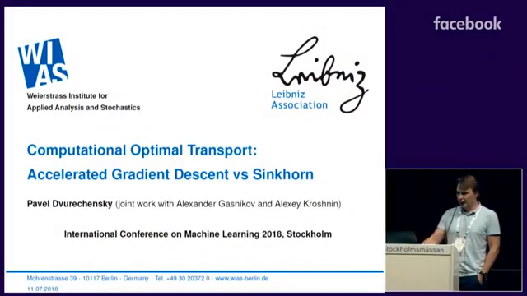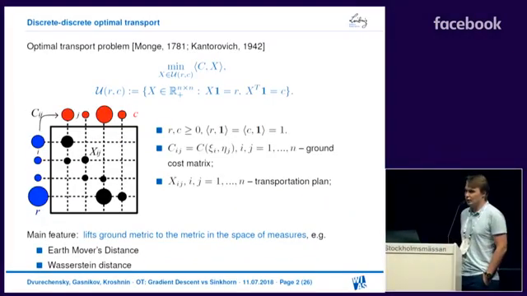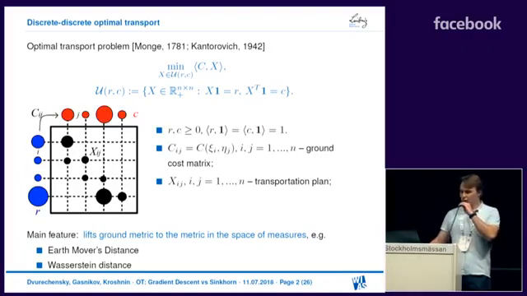Good afternoon to everyone. The topic of my talk is optimal transport, and this is joint work with my colleagues from Moscow, Alexander Gasnikov and Alexei Krashnin. We consider the so-called discrete optimal transport problem. This means that we have two discrete probability measures, given by vectors r and c from the probability simplex. We are also given a cost matrix C, and each element C_ij says what is the cost of transportation of a unit of mass from point i in the support of the first measure to point j in the support of the second measure.